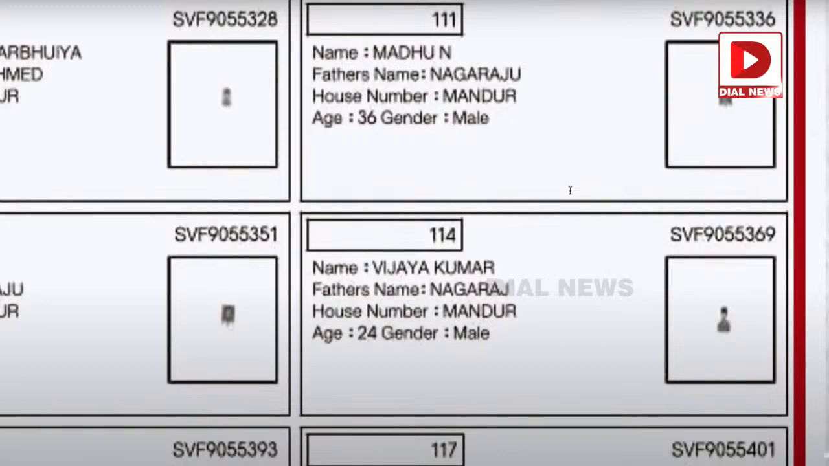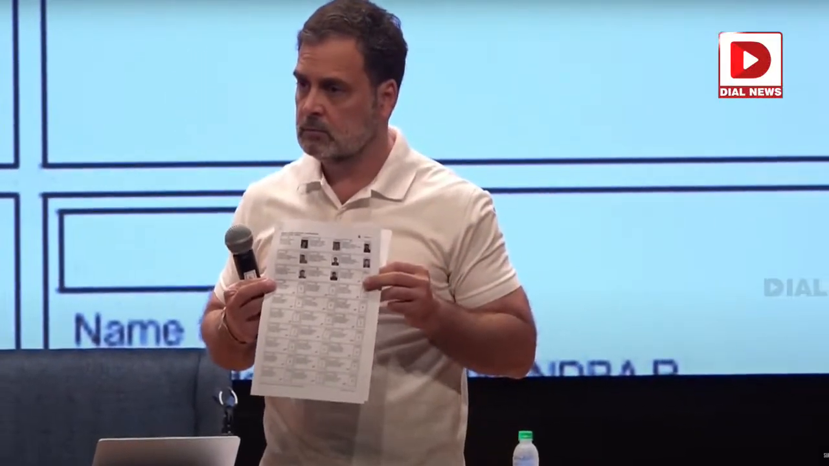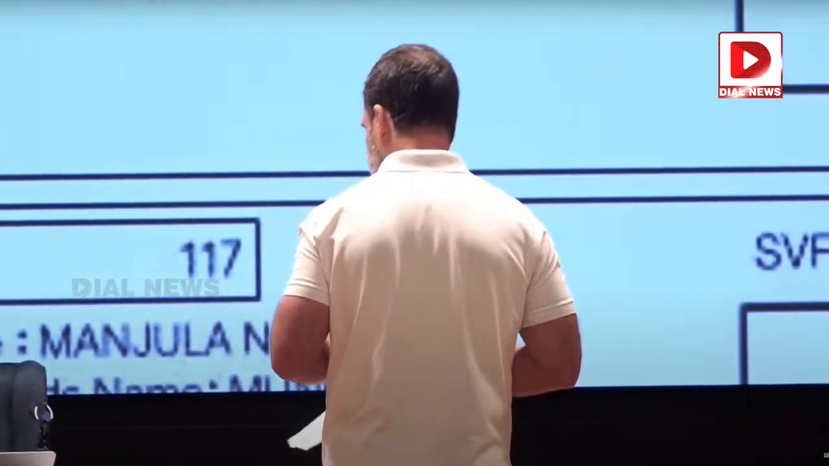Or that you can't see them. That's an original voter list. That's a copy of a voter list. You can see no photos. Okay, so there's 4,000 of those.